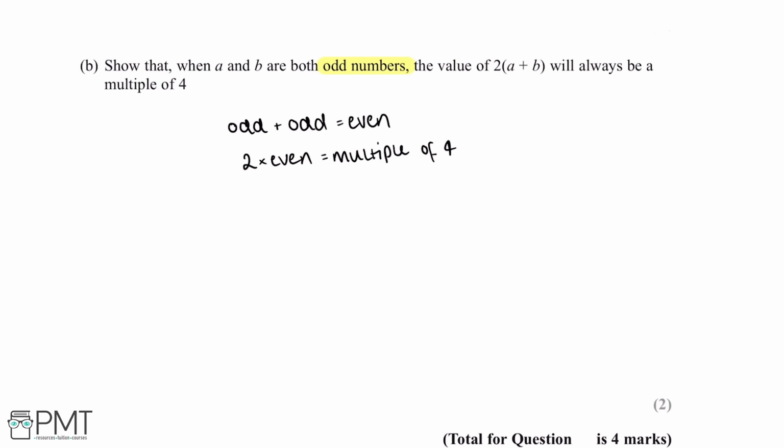So this question is worth 2 marks. We'll get our first mark for showing that A plus B will always be even, and we'll get our second mark for proving that 2 multiplied by A plus B will always be a multiple of 4.